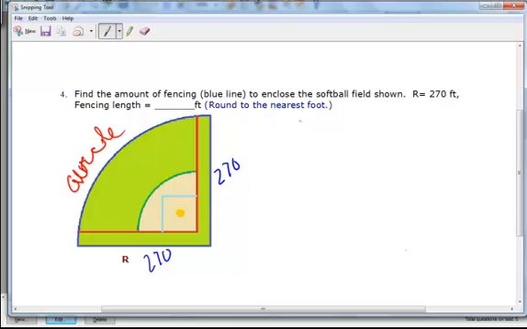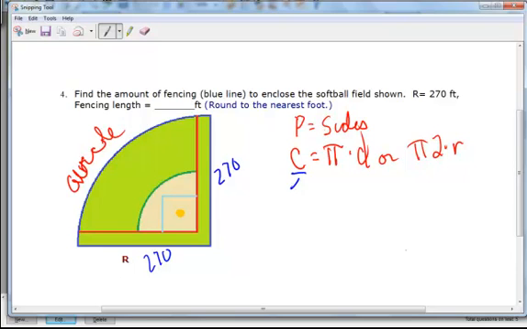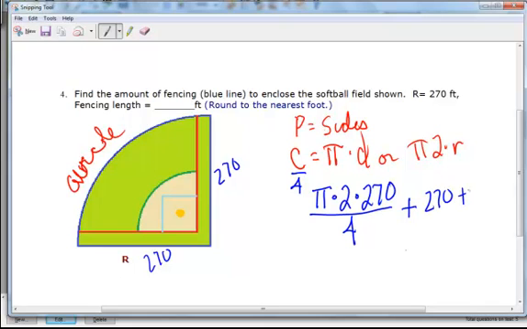So the curved part is, remember, the perimeter is you add up the sides. The perimeter of a circle is called the circumference, and that's pi times the diameter, or pi times 2 times the radius. Okay, so in this case, let's take care of the circular part first. If it's a full circle, we would use this formula, but since we're doing a quarter of a circle, we'll take it divided by 4. So it's pi times 2 times the radius, which is 270, but we're only doing a quarter of the circle. And then plus the two sides, 270 plus 270.